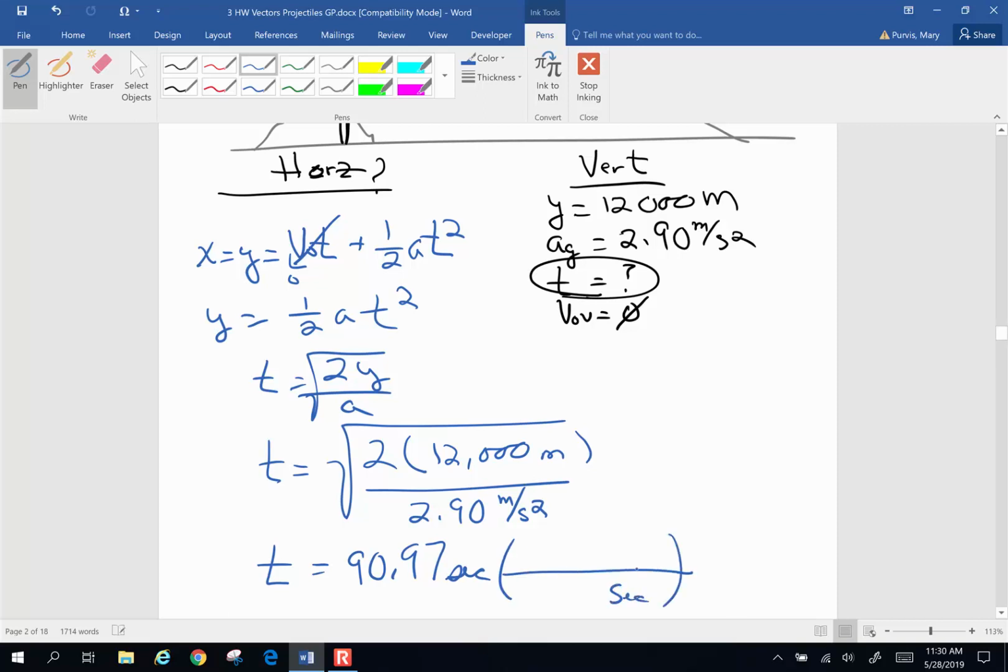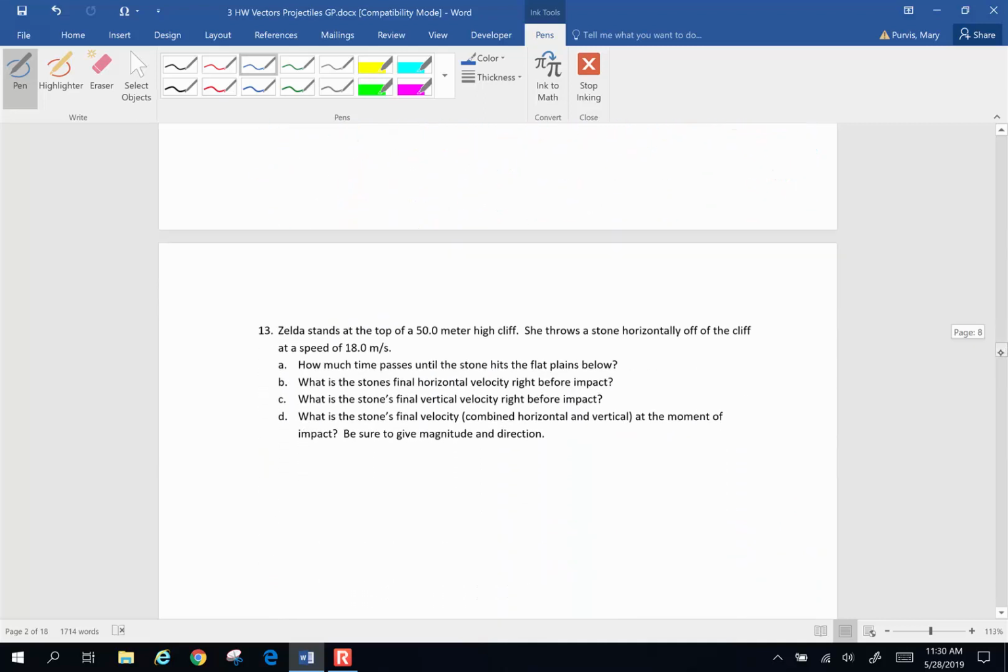Okay, but the question is minutes until it hits the ground below. Get rid of seconds, go to minutes. There's 60 seconds in a minute, so divide by 60. What do I get? I got 1.52 minutes. So a minute and a half till the ball hits the ground below. That would be a long time waiting for the ball to hit. All right, let's do the next one.